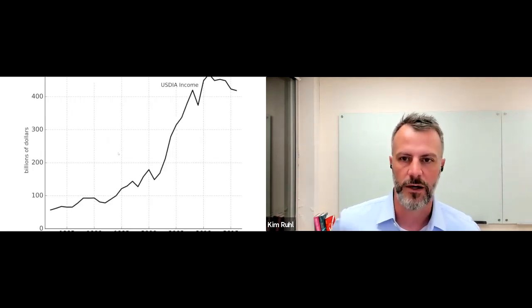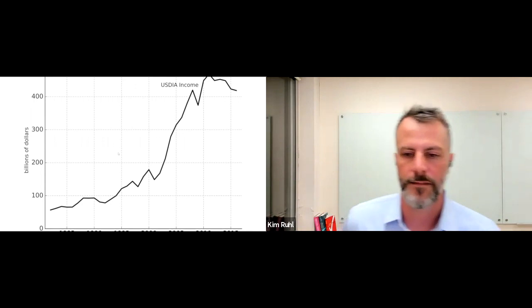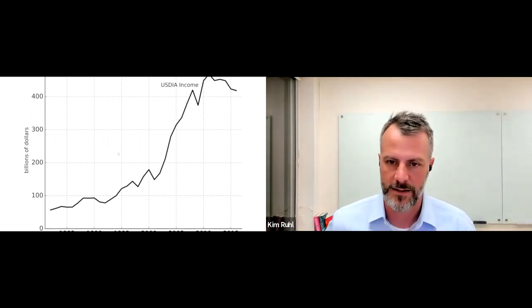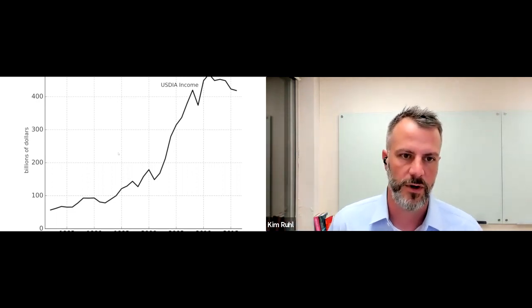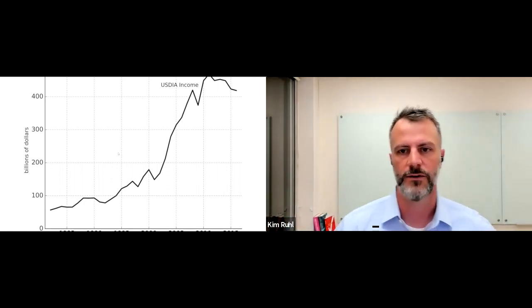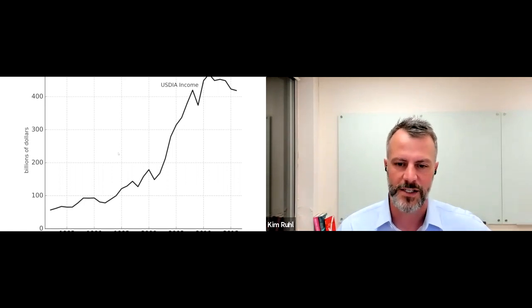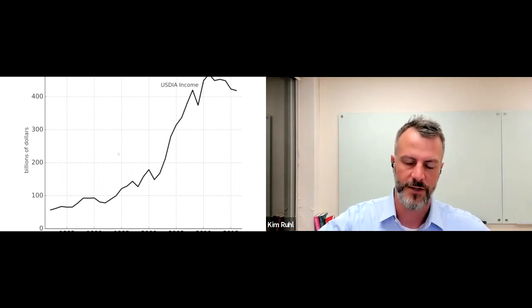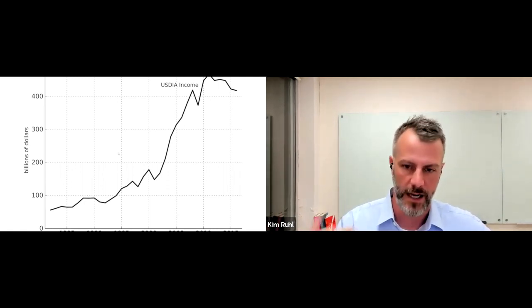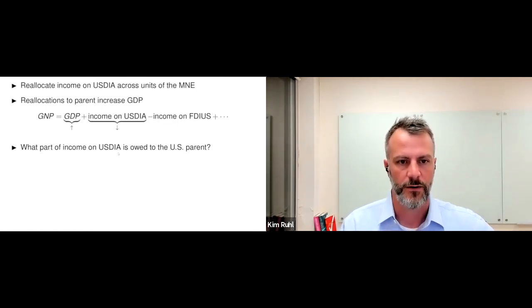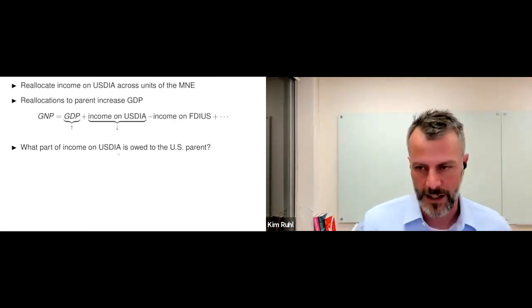And so what you can see when we look at income on US direct investment abroad is that starting in around the late 1990s, early 2000s, this kind of explodes. It more or less quadruples in about 15 years. So it's this big increase in US direct investment abroad income. And then the question is how much of that income is the result of profit shifting that would have instead been income to the parent and part of US gross domestic product.